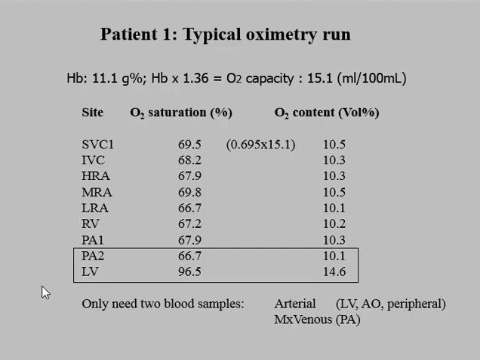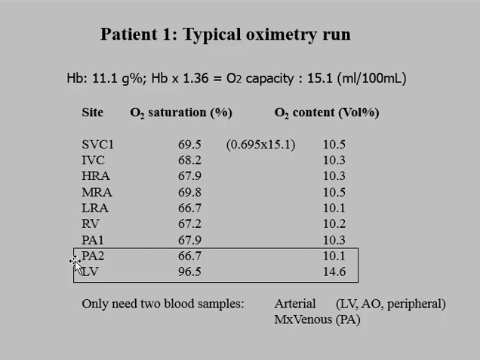First, I want to point out that all we need for the FICK method is the pulmonary artery sample and the left ventricular sample. The pulmonary artery sample represents a truly mixed venous blood sample. It's the point at which all the different venous bloods from different sites of the body, the brain, the liver, the limbs, are well and truly mixed enough together to be representative of a mixed venous sample.